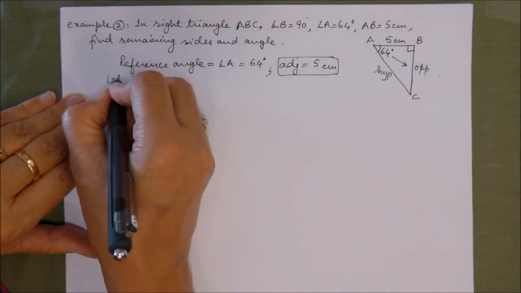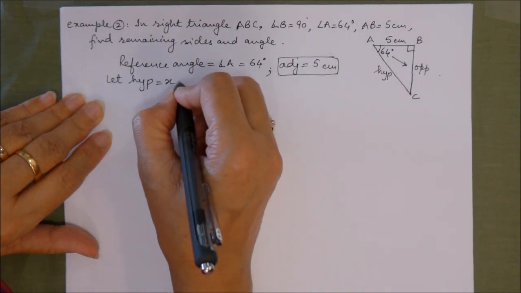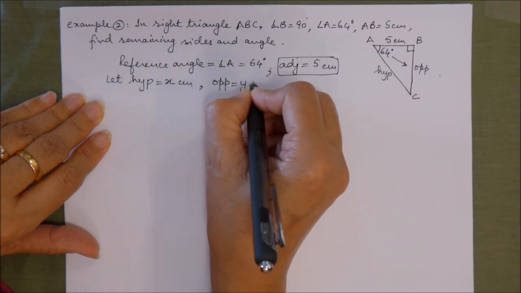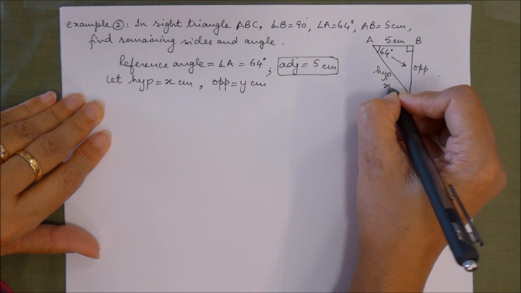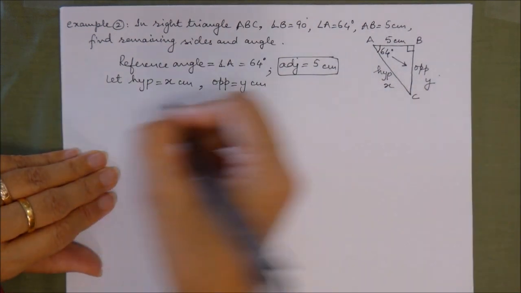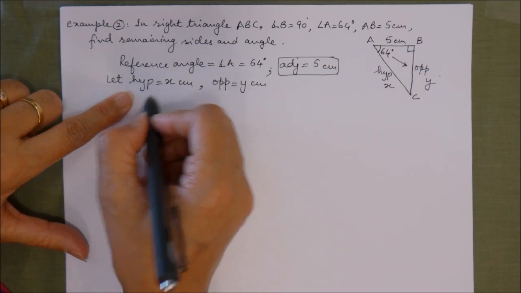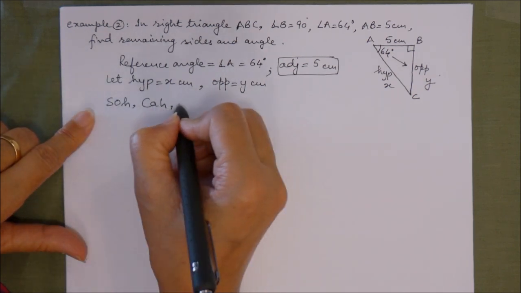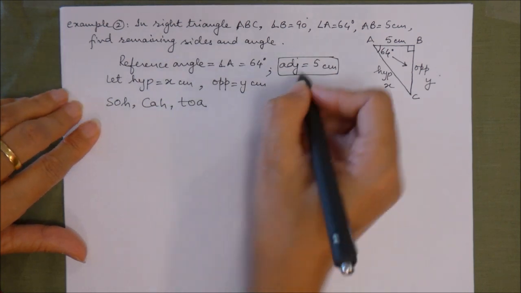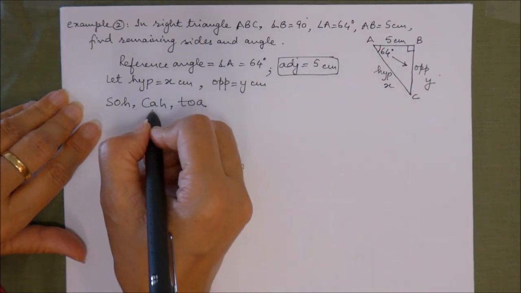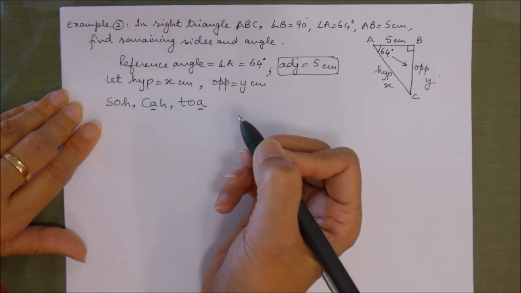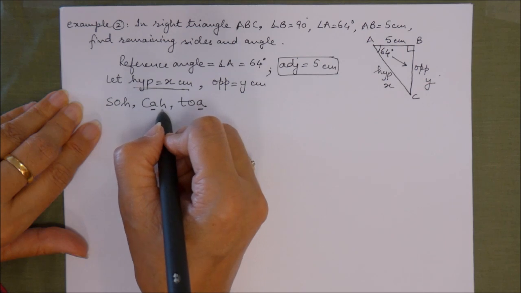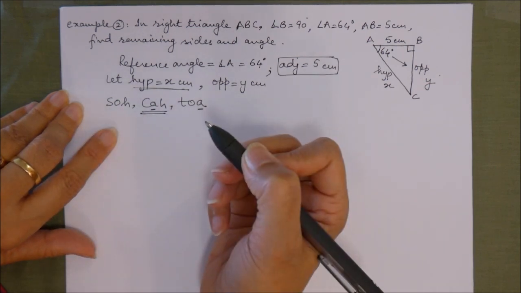So we write, let the hypotenuse be x and the opposite side be y centimeters. So this we take as x and this one as y. Now we have to see which trigonometric ratio to use. So first I'm writing SOHCAHTOA. Now the adjacent side is given. So adjacent, you can see it is in these two. We have to find the hypotenuse. So for finding the hypotenuse, we can use the cosine ratio.